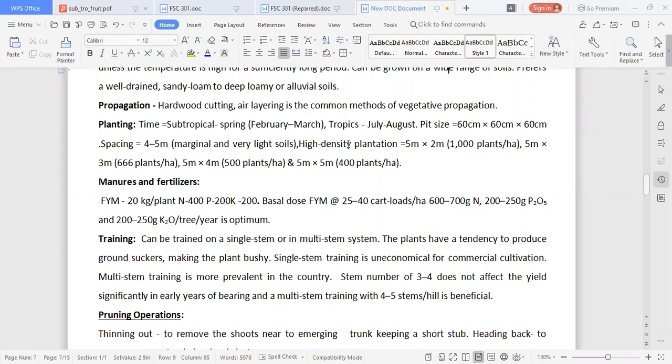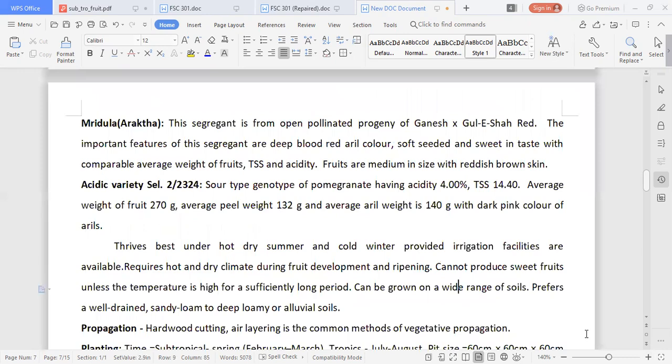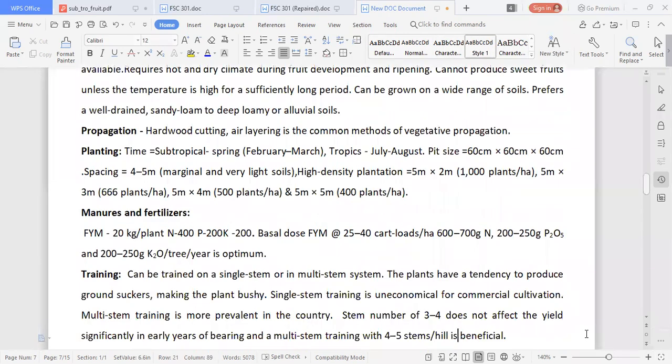So here also, like that, spacing. A pit size will be taken, correct, then spacing will be given here. Then there is the high density planting method also. In that you can go for planting by reducing spacing, that is 5 into 2, 5 into 2 spacing. Then 5 into 3 meter. Here plant density, how many plants there will be per hectare, is also given. Then 5 into 4 meter, 5 into 5 meter also, that is normal almost.